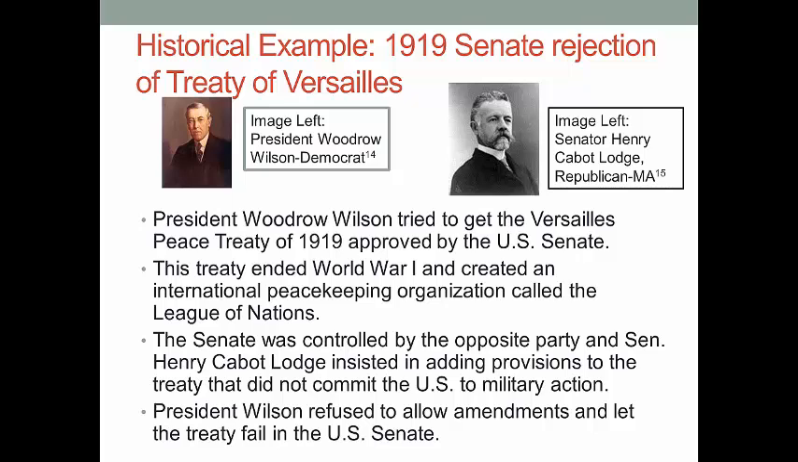The Treaty of Versailles ended World War I, but had provisions for a new international peacekeeping organization called the League of Nations. Against President Wilson's wishes, the Senate majority, led by Senator Henry Cabot Lodge, attached reservations to the treaty, which required Congress to approve any subsequent action under the treaty. President Wilson ultimately failed to garner enough political support to force the Senate to approve the Treaty of Versailles without reservations. As a result, the treaty was not ratified.